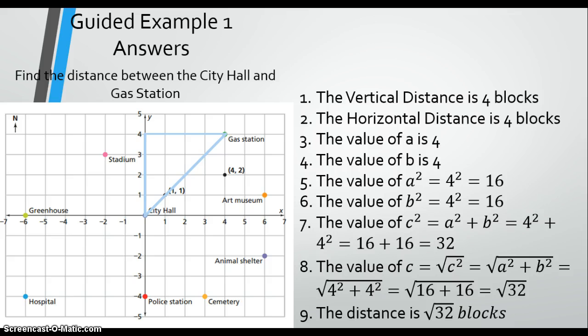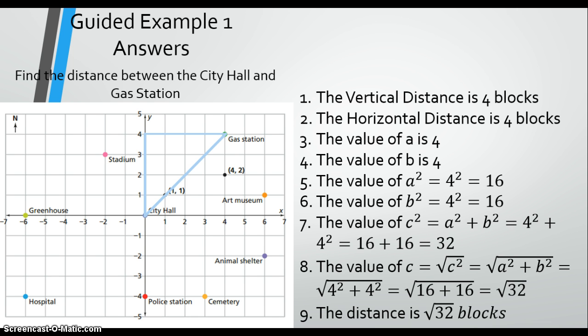The first question asks what the vertical distance was, and it's 4 blocks, because we drew a line that represents our vertical distance, and you count the blocks, and it's 4. Question 2, the horizontal distance is 4 blocks. Question 3 asks what the value of A is, and that's 4. Question 4 asks what the value of B is, and that's 4. Question 5 asks the value of A squared, which is equal to 4 squared, which equals 16. Question 6 asks the value of B squared, which is equal to 4 squared, which equals 16.